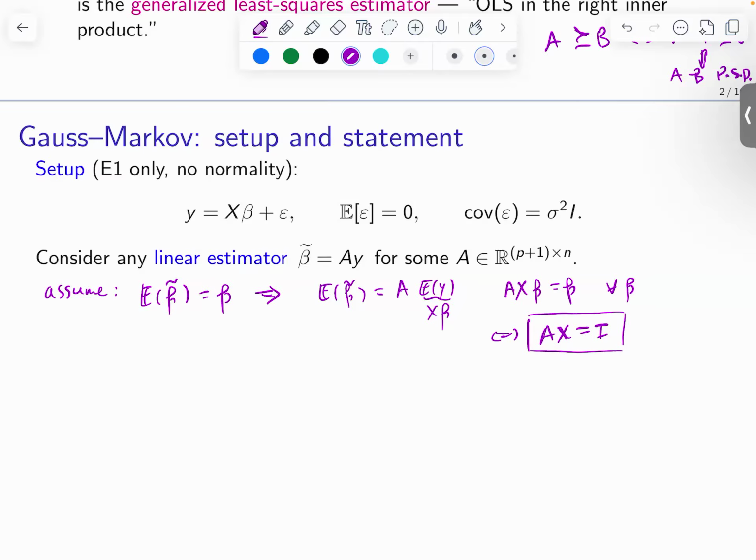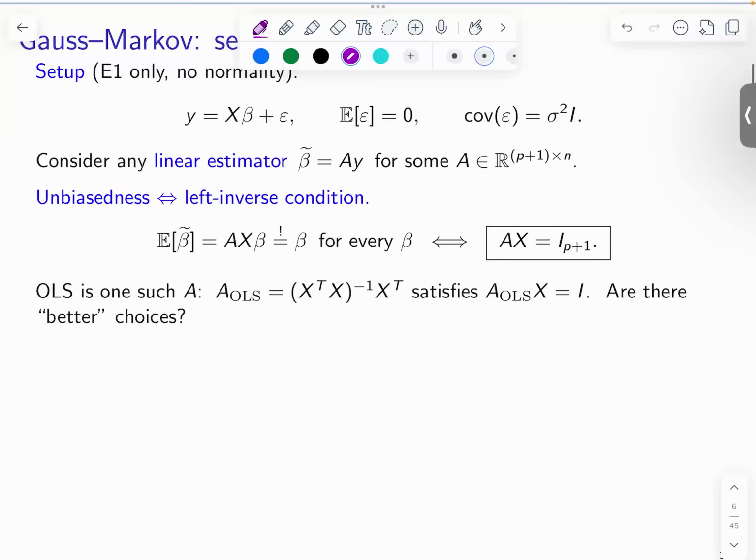Okay. So we're going to look at the linear estimator. We enforce the unbiasedness, and I get AX is equal to I. OLS is one such estimator. Beta hat OLS is AY for this particular A: A OLS is X transpose X inverse X transpose. We already know that it satisfies this constraint, but you can also verify: if I multiply by X, you get I. So now the question is, are there better choices? Can I find a better A?